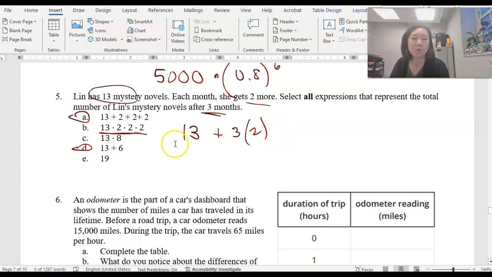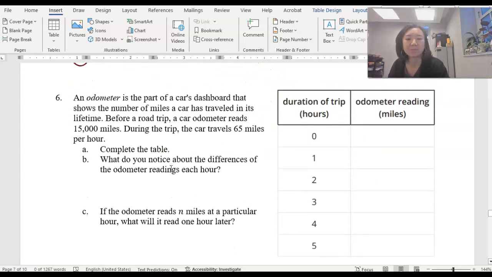We're saying she gets 2 more, so it's added 2 more. And then 13 plus 6 is 19, so we can say that as well.